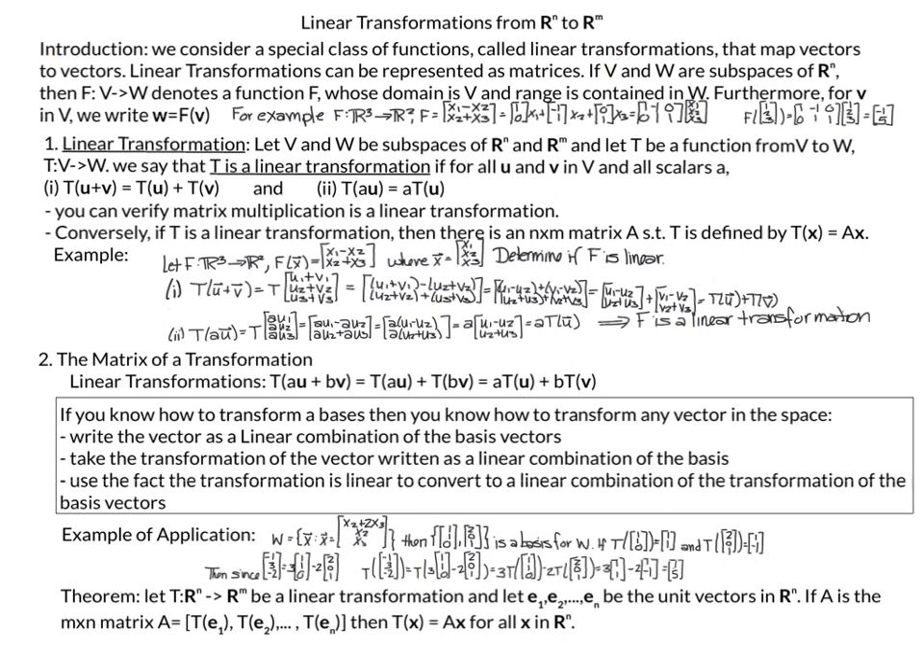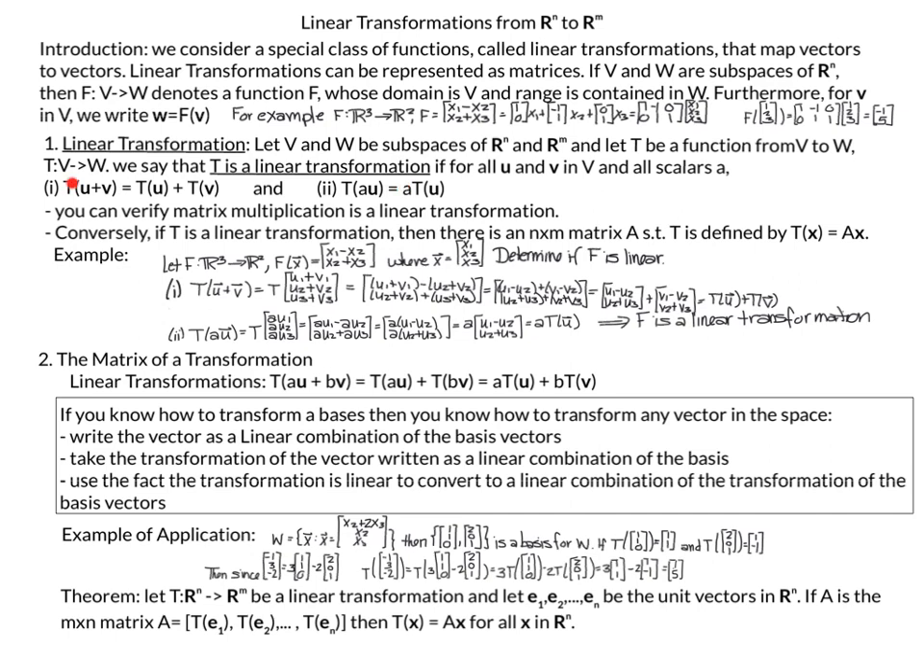So for example, if V and W are vector spaces and subspaces of Rn, then we can talk about f as a transformation or a function that maps from V, a vector space, to W, a vector space. This transformation will be considered linear if it satisfies these two conditions.